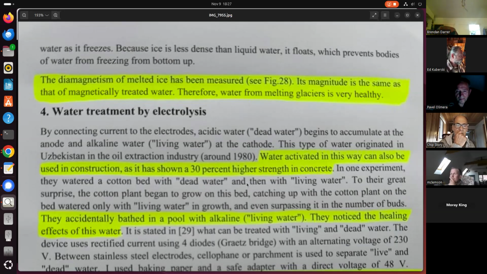Water treated by electrolysis. By connecting currents to the electrodes, acidic water, dead water, begins to accumulate on the anode, and alkaline water, living water, to the cathode. That is really interesting. This type of water originated in Uzbekistan, in the oil industry around 1980. Water activated in this way could be used in construction, as it has shown a 30% higher strength in concrete.